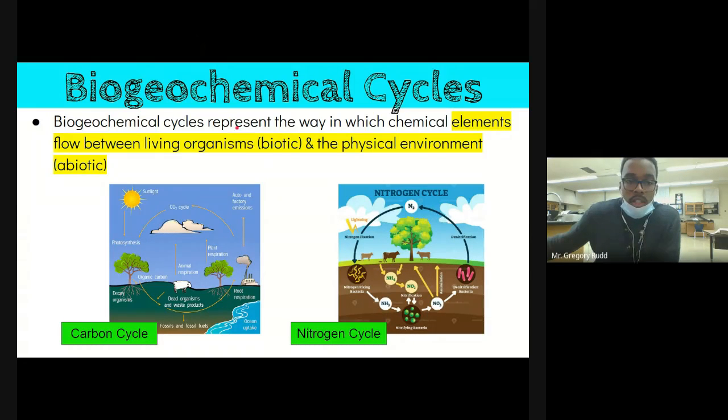So these biogeochemical cycles represent the way in which chemical elements flow between living organisms, of course, we use the word biotic to describe those living organisms, and their physical environment, which we use the word abiotic to describe. Possibly the two most important cycles that we will discuss are the carbon cycle and the nitrogen cycle.